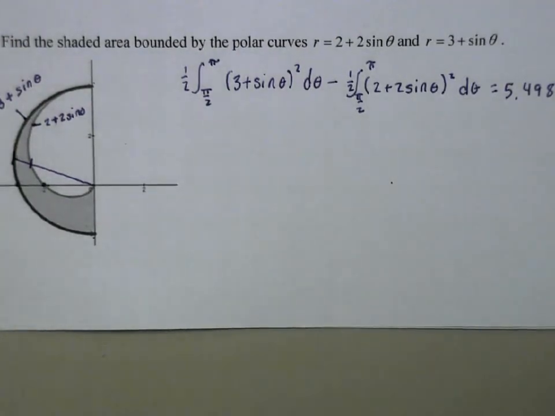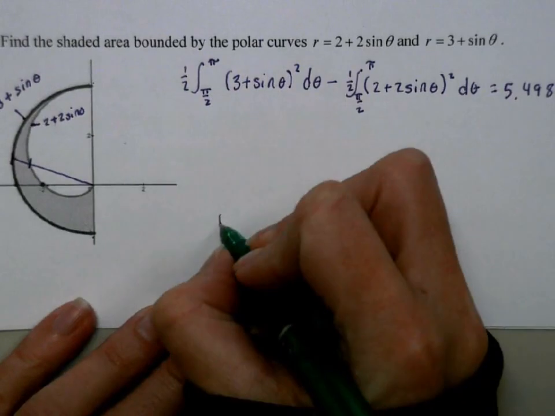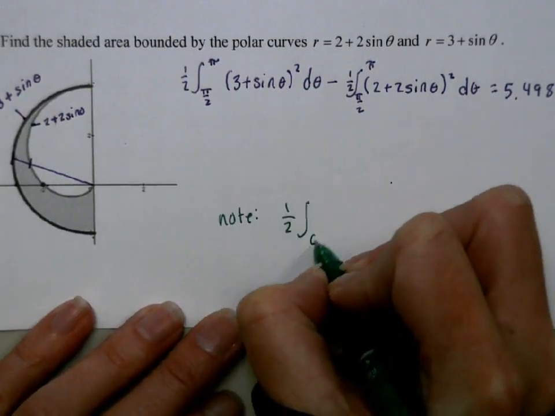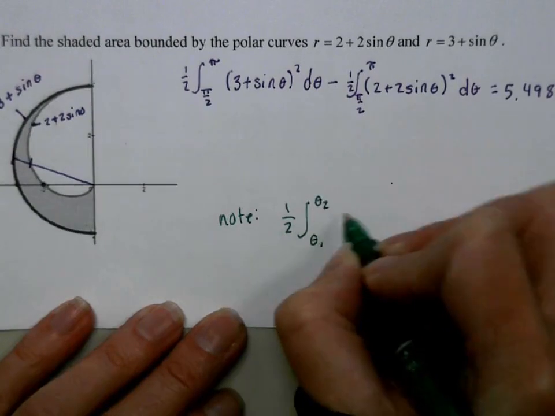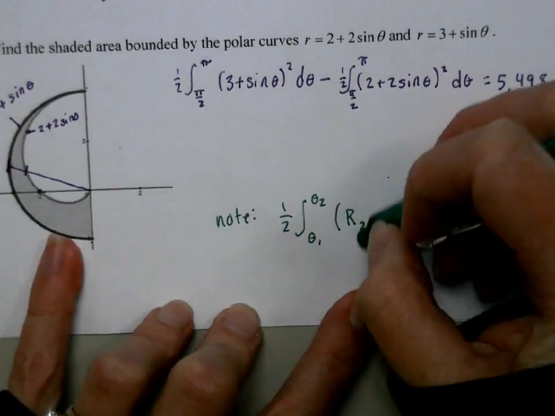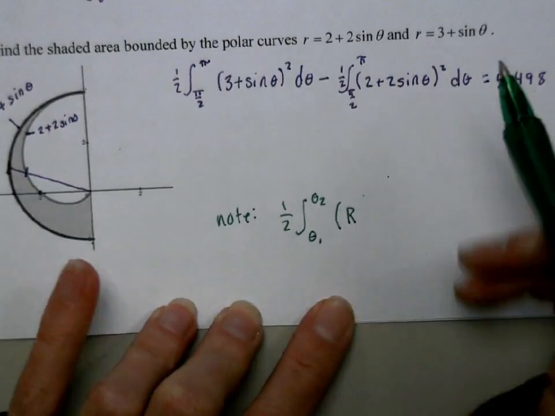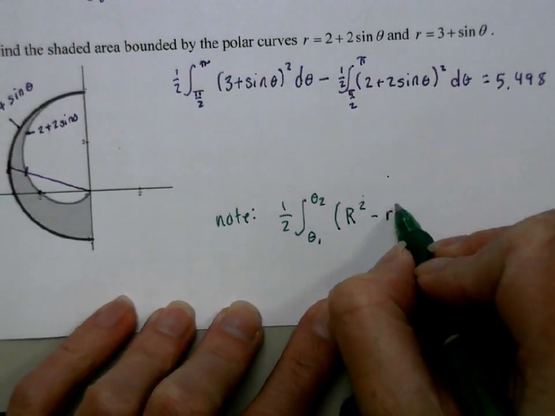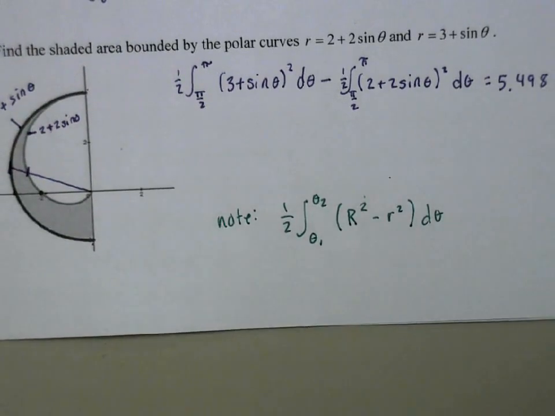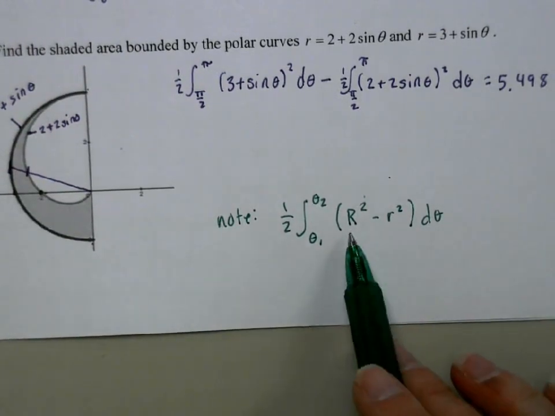So you could think about this as 1/2 the integral from theta 1 to theta 2 of the outside squared minus the inside squared. So you can do it all in one integral, doing it like that, where the big R is the outside and little r is the inside.